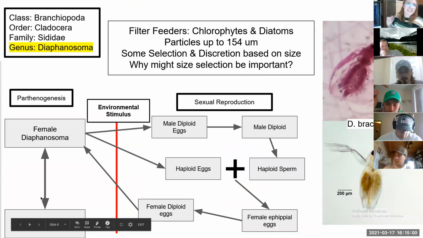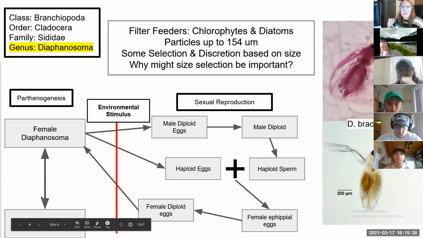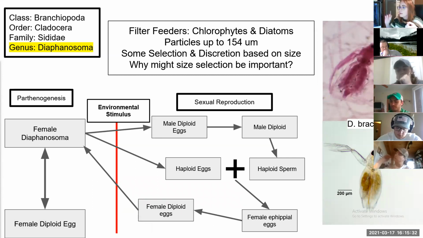So this one is one of my favorites. It kind of looks like something out of Harry Potter. It's Diphanosoma. These are mainly filter feeders. So they eat chlorophytes and diatoms and pretty large particles, so up to 154 micrometers, which is something that if you took a scanning microscope, you'd be able to see pretty easily.